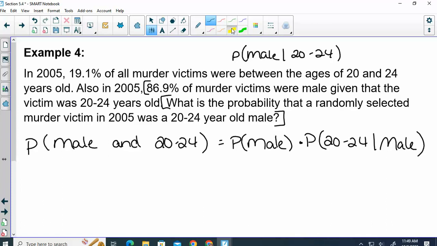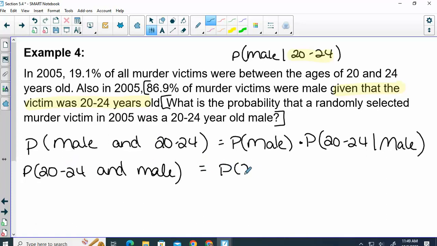Okay, so you see in the problem, the condition that I told you was the 20 to 24. So is that the same as this? No. But let me ask this question. At the beginning, if I had written this down as a probability of being 20 to 24 and a male, is that the same as male and 20 to 24? Yeah. And if I set it up that way, the probability of the first times the probability of the second given the first, then do I have the information that I need?